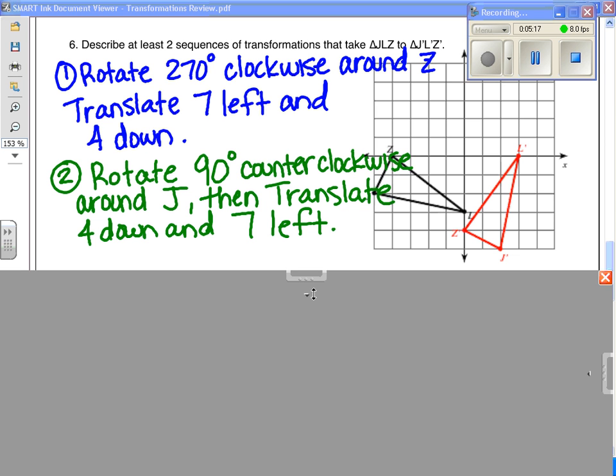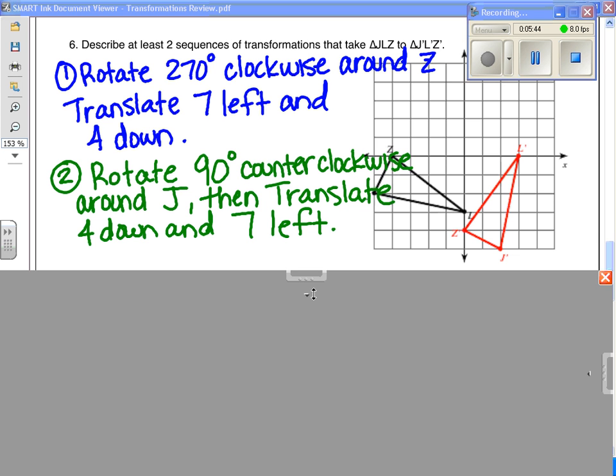That's okay. You just need to make sure that they will work. One option is to rotate 270 degrees clockwise around point Z and then translate it left 7 and down 4. Another option is to rotate it 90 degrees counterclockwise, because we know 270 degrees clockwise is the same as 90 degrees counterclockwise. Then we could translate it 4 down and then left 7.